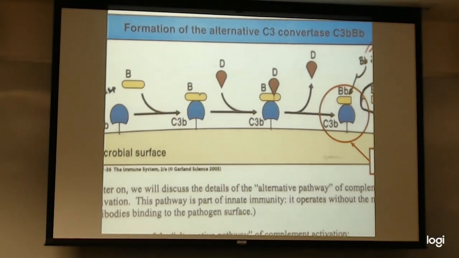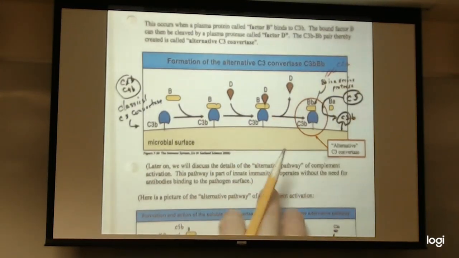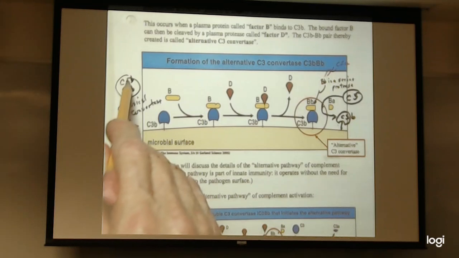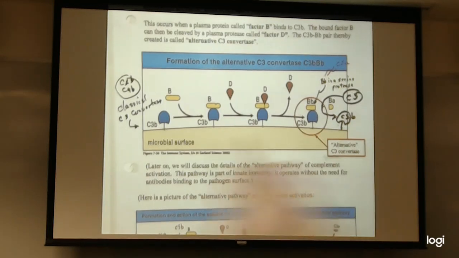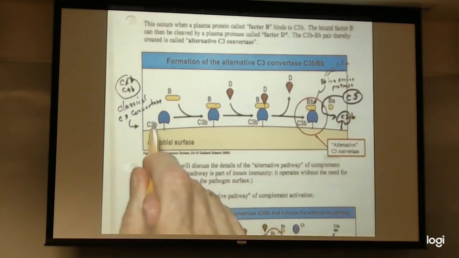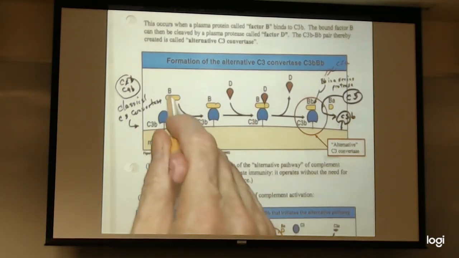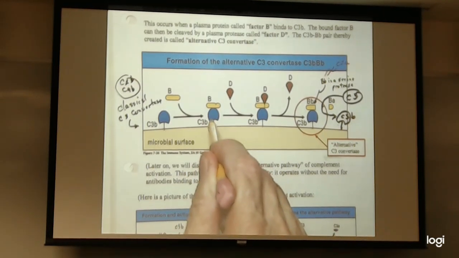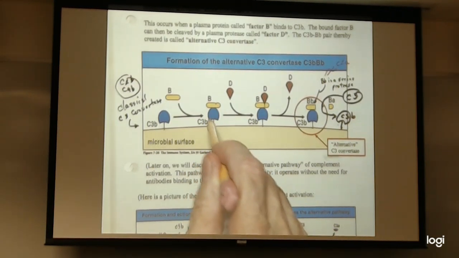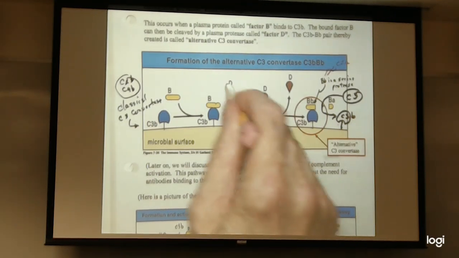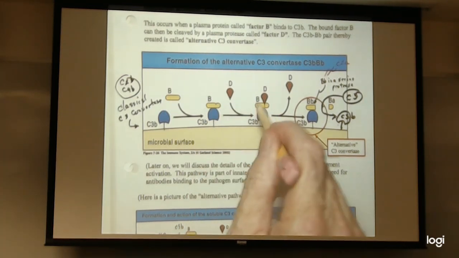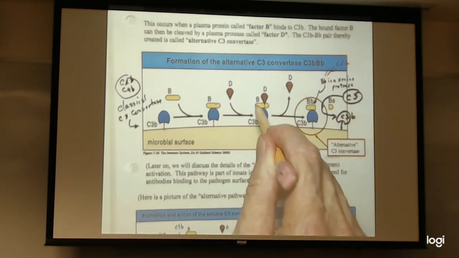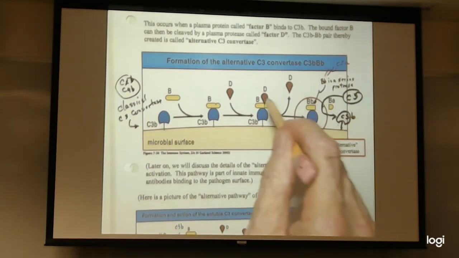Now, once we're forming C3b by the classical C3 convertase, C4b2a, C3b, in addition to opsonizing the surface of the bacteria, can react with another complement component called factor B. Factor B binds to C3b and thereby changes its shape in a way that now attracts the attention of factor D. Factor D is now going to cleave factor B.